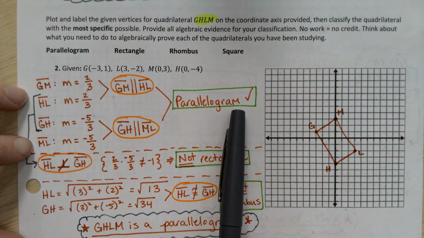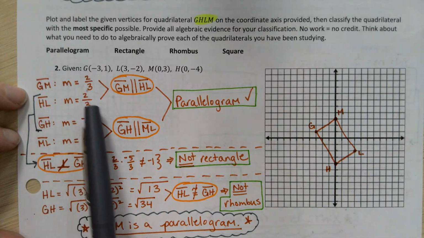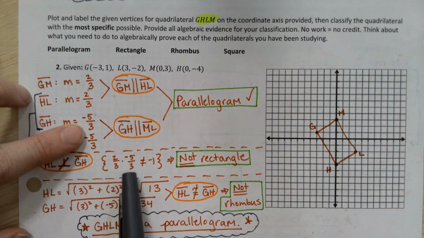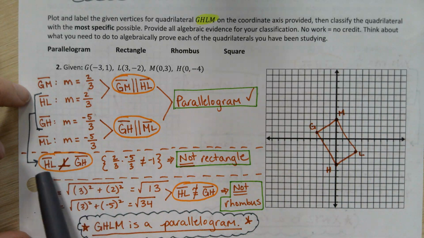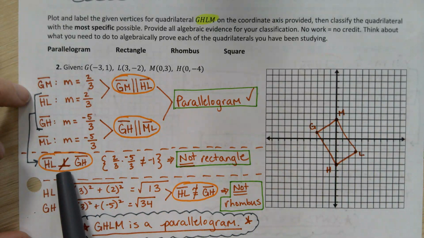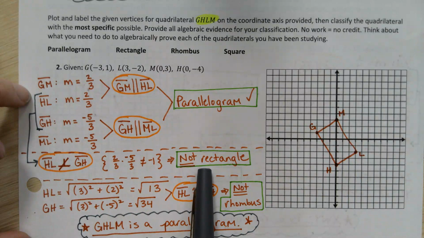Because I got a yes for parallelogram, I'm going to compare two consecutive sides and their slopes. So I'm looking at 2/3 and -5/3. If we were to actually multiply those across, we'd get -10/9. -10/9 is not equal to -1. So that means that these segments this time are not perpendicular, which means we do not have a rectangle.